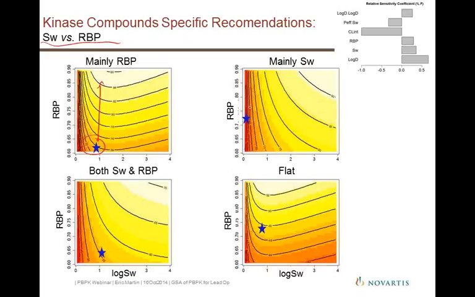For this compound, the blood plasma ratio doesn't move along a contour, and increasing the solubility is what would make a difference. Here's an example where the shortest path is to try and improve both of them together. And here's an example where, although there are contours, they're close. That's just where it chose to draw them. In fact, it's just pretty flat, and neither one of them has a big influence.